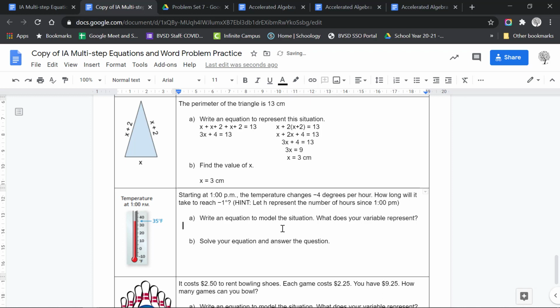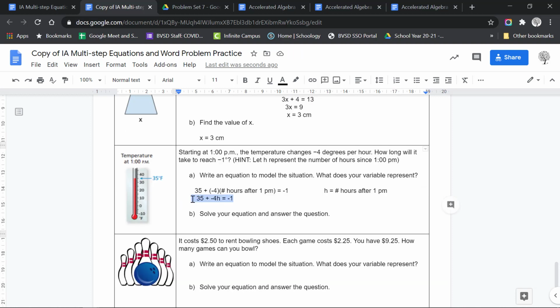So here's how I think about that. We've got 35 plus -4 times the number of hours after 1 p.m. Right? Because for every hour after 1 p.m., we've got 4 more negative degrees, 4 more times. And I know that I want to know, when is that equal to -1? So I'm going to go ahead and define my variable. I'm going to let h, like the hint says, be the number of hours after 1 p.m.